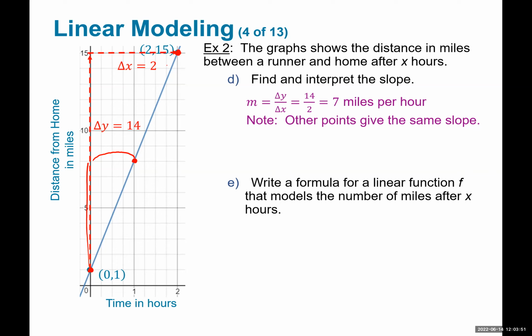Write the formula. So to write the formula, all we need is a point and a slope, or to know the y-intercept and the slope. And because we know our y-intercept is 1, we know our slope is 7. We already know our equation is 7x plus 1 because of mx plus b form.